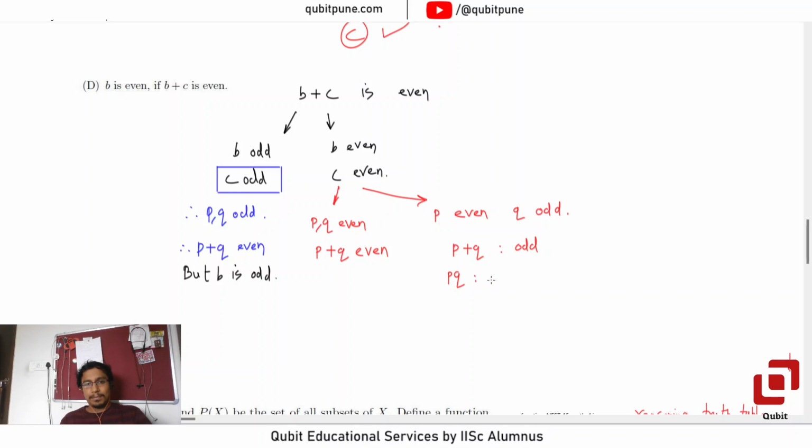PQ will be even. Okay, P plus Q odd. Now see, this possibility won't be there. This possibility won't be there if we consider P even, Q odd. For the product to be even, the sum must be odd.